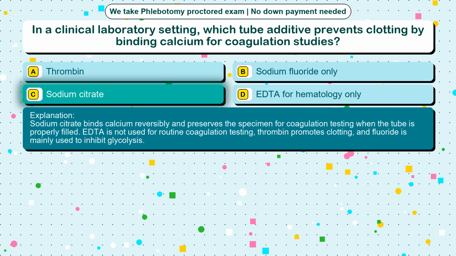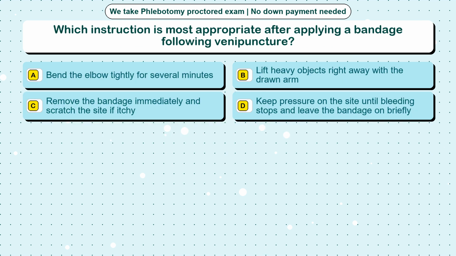EDTA is not used for routine coagulation testing. Thrombin promotes clotting, and fluoride is mainly used to inhibit glycolysis. Question 37. Which instruction is most appropriate after applying a bandage following venipuncture?